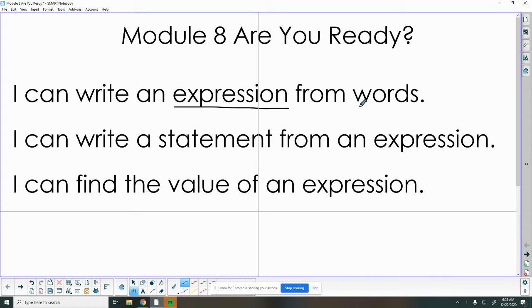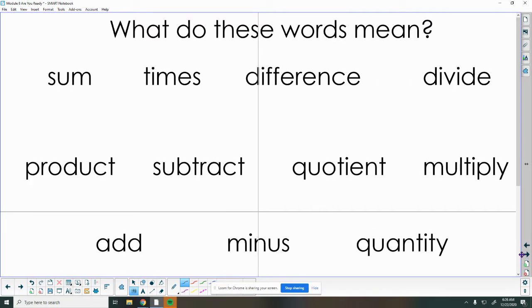So when given words, we can write what the expression is. We can go backwards from that, write the statement from the mathematical expression. And we can also solve and find the value of the expression. A few things we need to remember is we need to understand all of these words here. When we have the sum, that is the answer to an addition problem. So let's hook sum and add together.